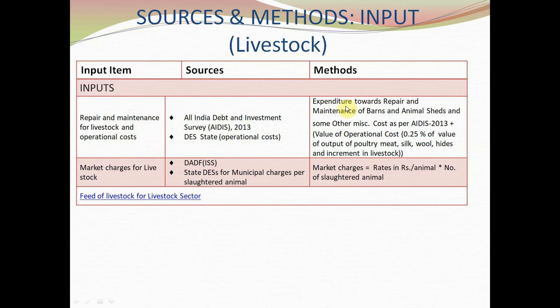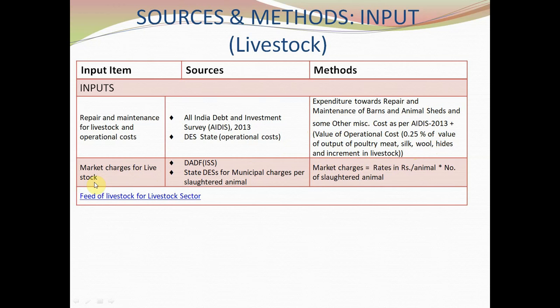For calculating total input, expenditure towards repair and maintenance of barns and animal sheds and some other miscellaneous cost as per AIDIS 2013 is used. And value of operational cost is taken as 0.25% of value of output of poultry meat, silk, wool, hides and increment in livestock.